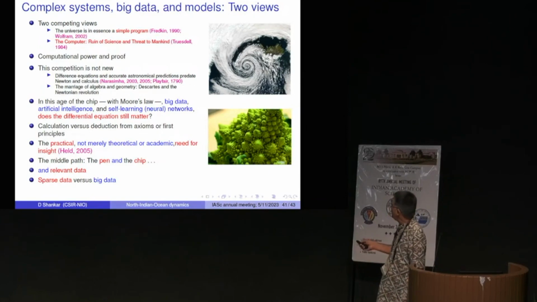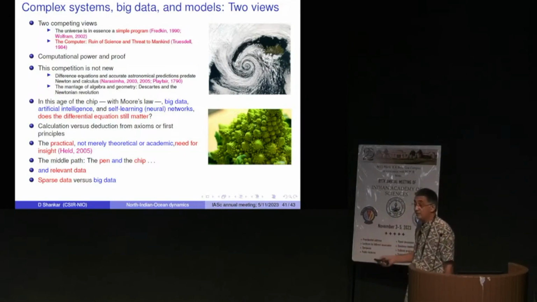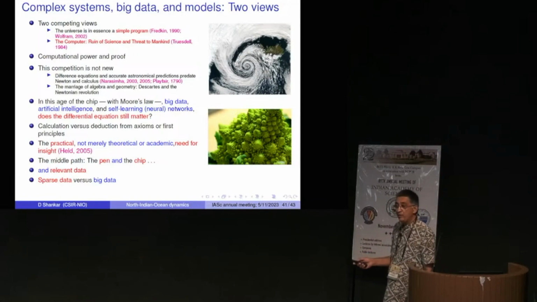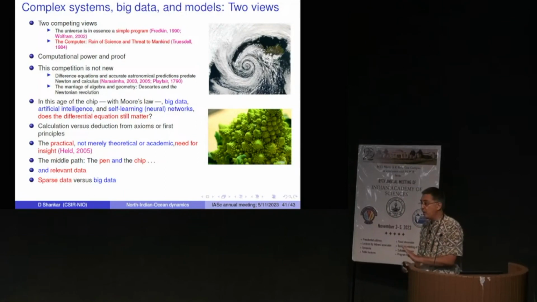The other extreme view, which perhaps is no longer as strongly prevalent, is due to Clifford Truesdell, who called the computer ruin of science and a threat to mankind. This is a 1984 paper. But you have serious questions with the explosion in computing power and what is called proof. We had a talk some time back where proof is complete. You can probably find mistakes in the proof, but once it is proven, it's finished.